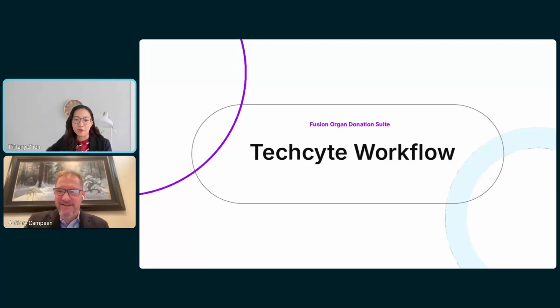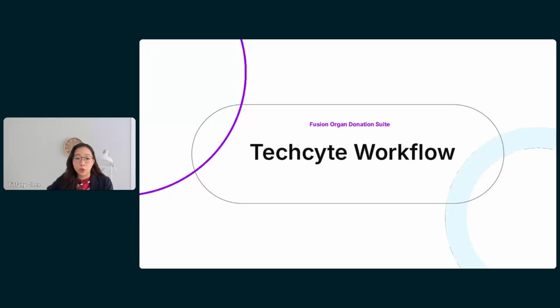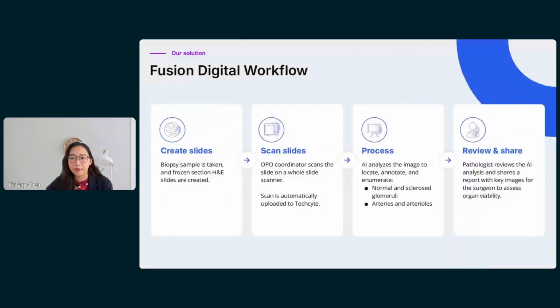Campsen. And like you've mentioned already, Techcyte has solutions to help really digitize and streamline this workflow for both pathologists and transplant surgeons. And thank you so much for walking us through all the critical challenges that are facing kidney transplantation today. And with that context in mind, I'd really like to share how Techcyte is working to address these issues through our AI-powered digital pathology solution.